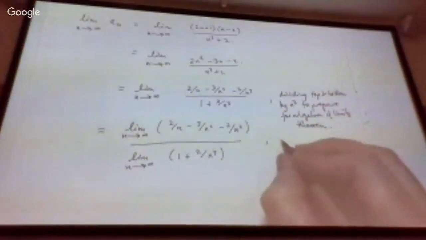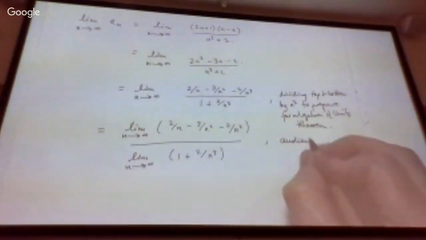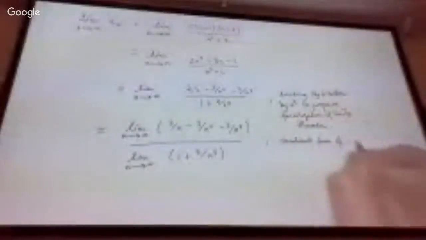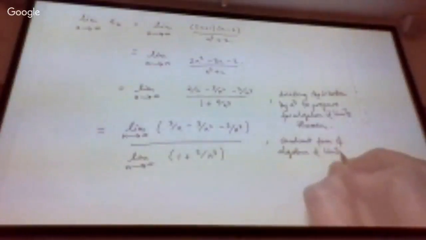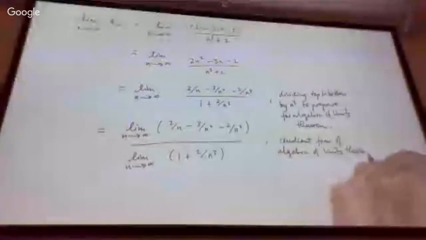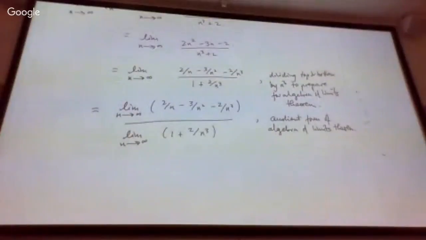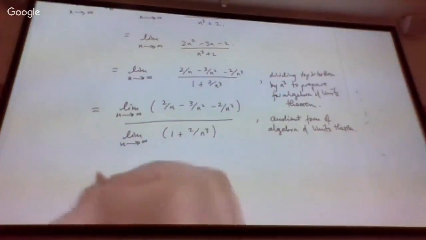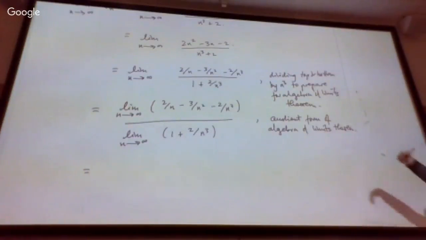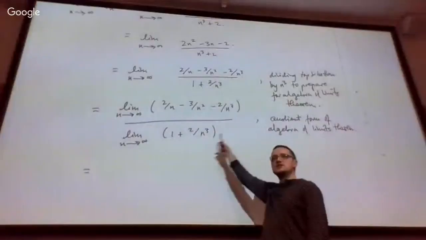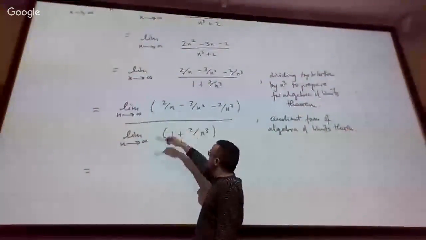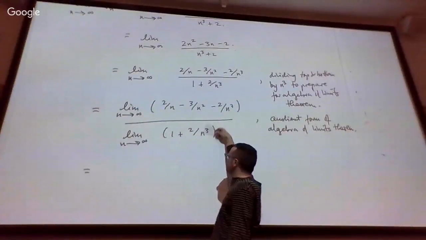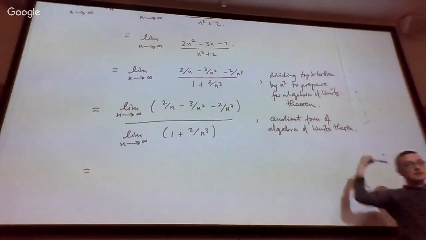Well, we need a justification for this. So this is the quotient form, this is the quotient form of the algebra of limits theorem. Trying to be accurate and quote each relevant part as we go. But then both the top and bottom are limits of linear combinations of simpler sequences. You've either got a constant or you've got a constant multiple of one of these 1 over n type sequences.